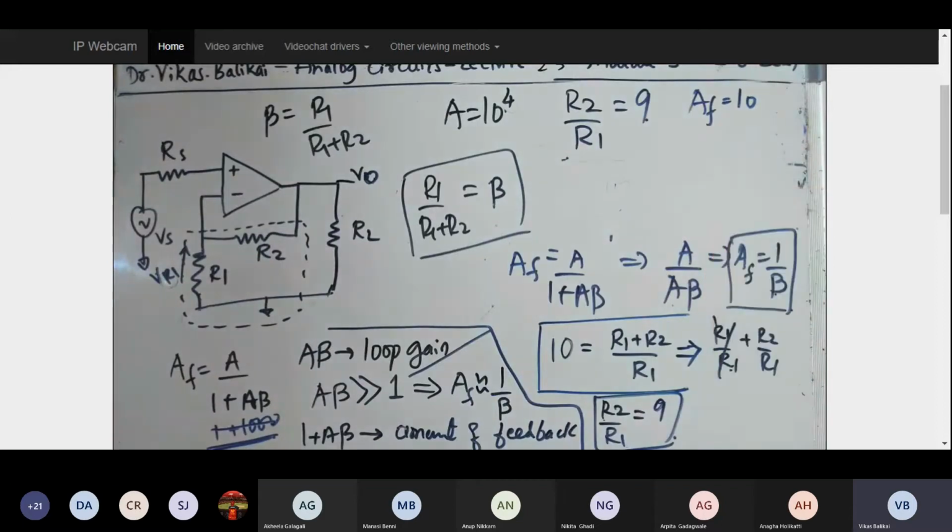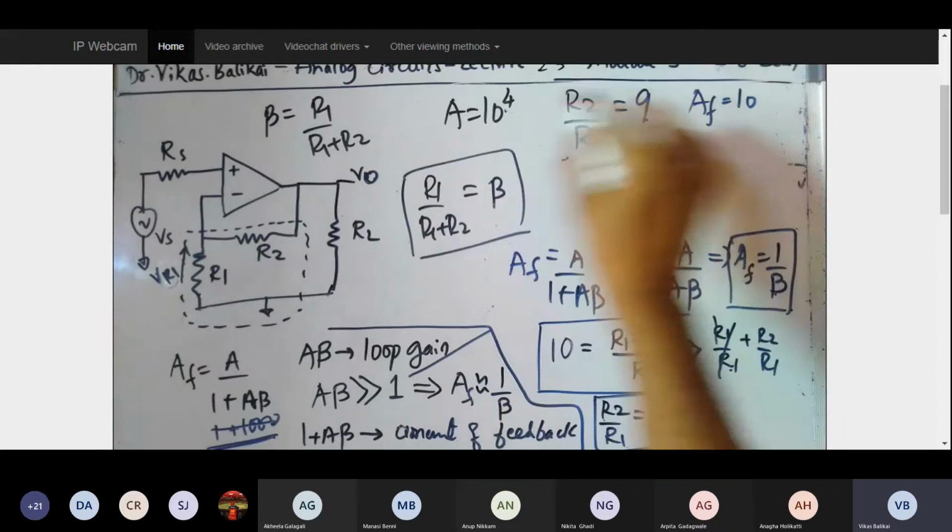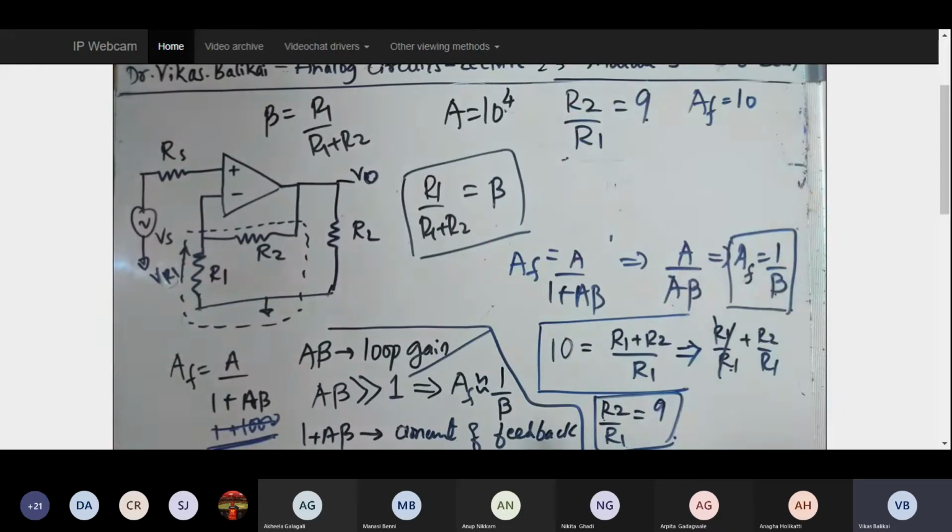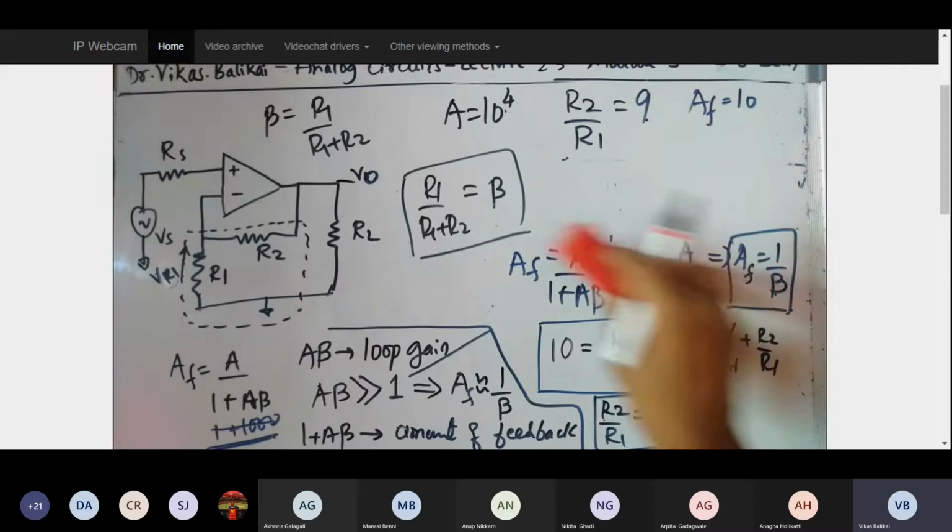So this is not required for me. For me, AF was the one thing that was required. So from that I obtained R2 by R1 equal to 9. Fine. So let's go on to the third one.